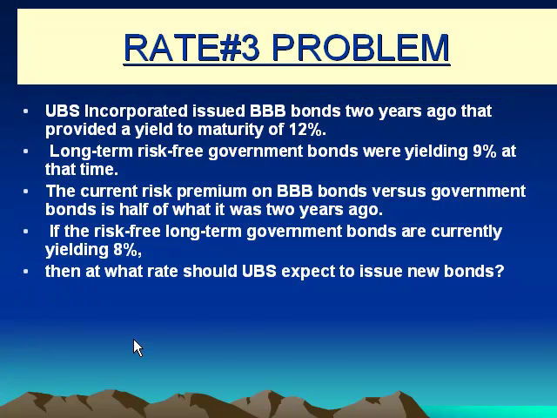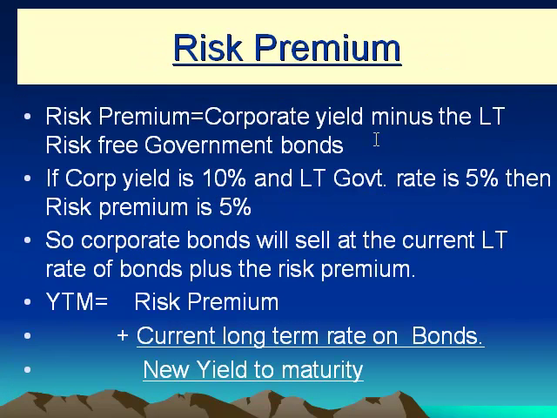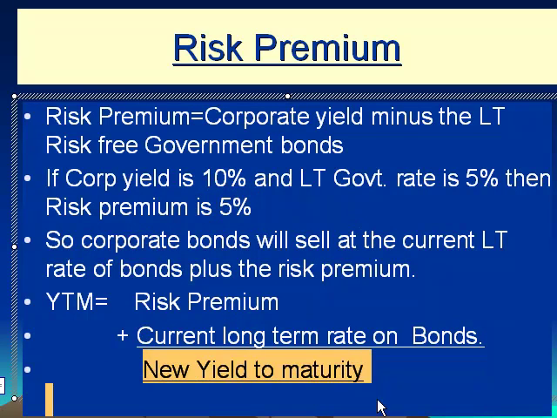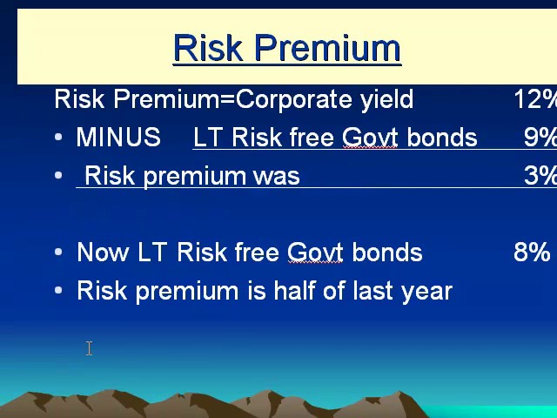The risk premium is the corporate yield minus the long-term risk-free government bond rate. If the corporate yield is 10 and the government rate is 5, then we know the risk premium is 5%. You're being compensated for that. So the risk premium plus the current long-term rate is your new yield to maturity. That's how we do that problem.